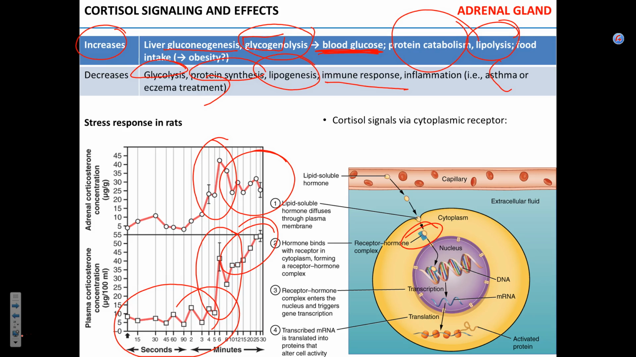Okay, good. And then it's all, I'm not even going to repeat, it's all the same shtick. Complex of receptor and a hormone. Complex binds to the DNA, transcription, translation, proteins.